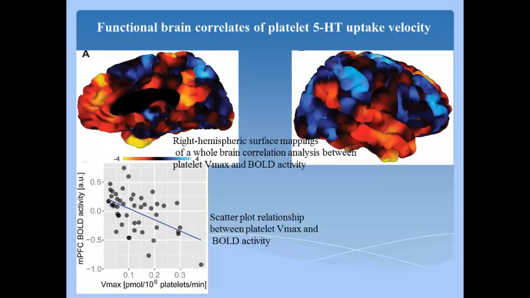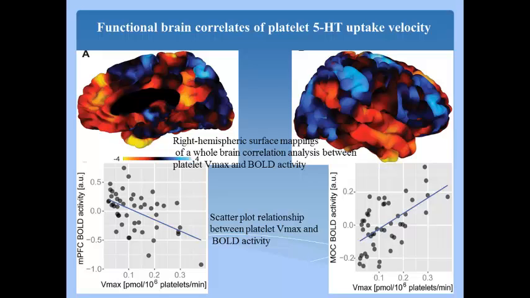Scatter plot on the left shows a negative relationship between platelet Vmax and BOLD activity averaged across medial prefrontal cortex cluster. Scatter plot on the right shows positive relationship between platelet Vmax and BOLD activity averaged across the motor cortex cluster. So this study demonstrates that platelet Vmax may be used as a useful tool to understand the brain activity under normal and altered conditions like depression.